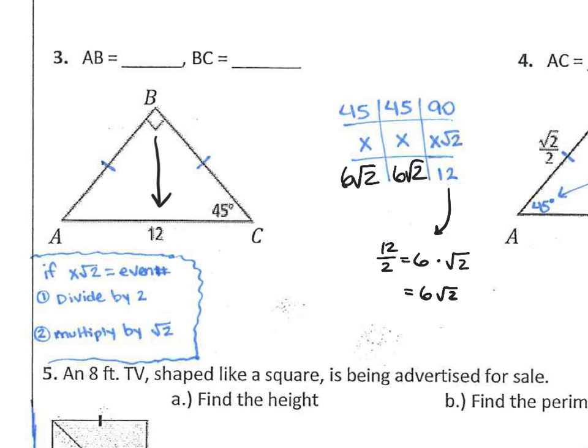So let's answer the actual questions here. The first part says, what is AB? Is that one 6 square root of 2 or is that one 12? 6. Mm-hmm. Fabulous. And then the next one asks me to find BC. It's going to be the same thing because it's going to be the same length as the 45, 45, 90.